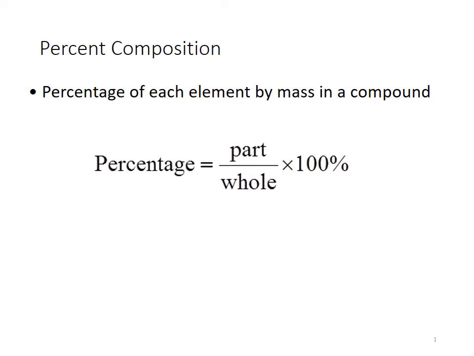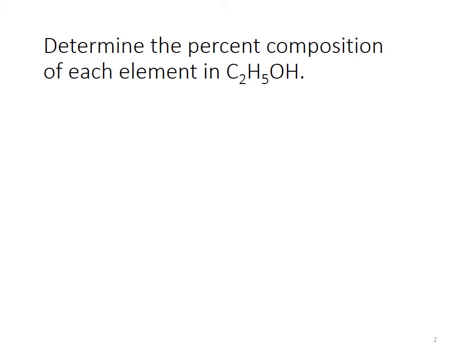So if we're looking at percent by mass of each element, the part is going to be the mass of an element in the compound, and the whole is going to be the mass of the compound. So let's take a look at an example of how you actually do this. So we're going to look at this problem, determining the percent composition of each element in C2H5OH, which is ethanol.